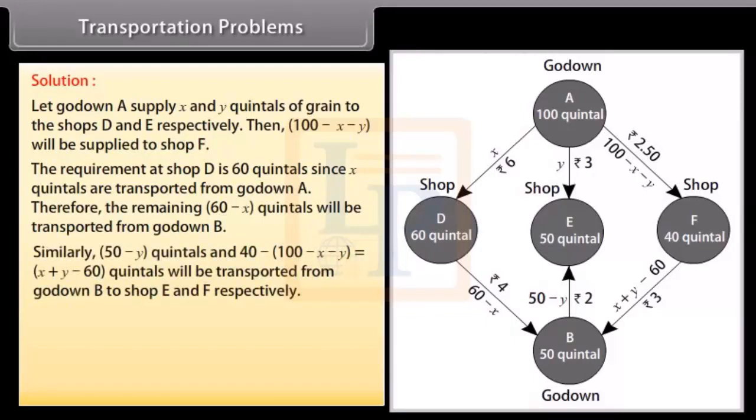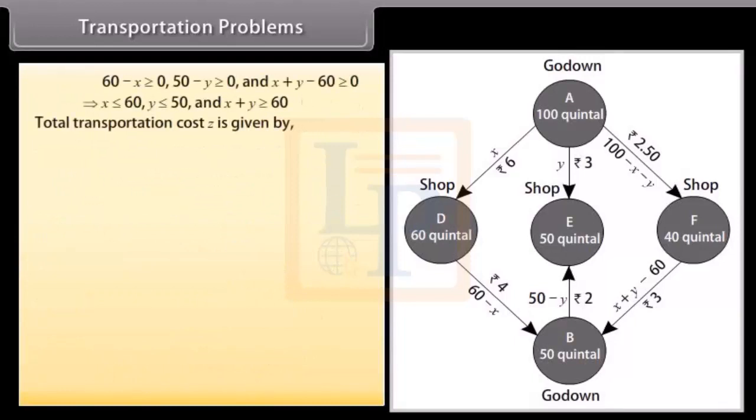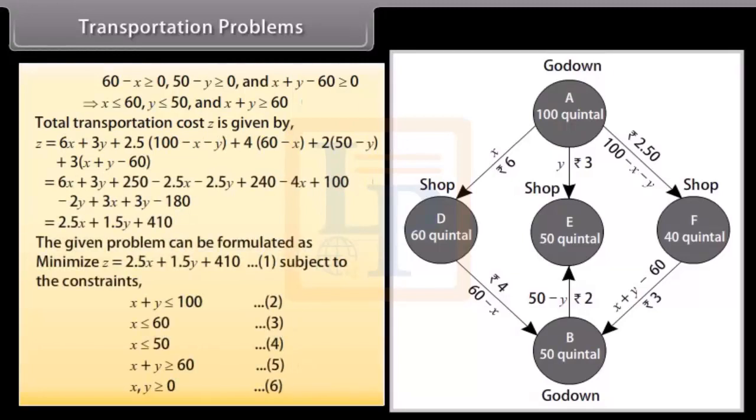Similarly, 50 minus y and 40 minus (100 minus x minus y) equals x plus y minus 60 quintals will be transported from godown B to shops E and F respectively. The given problem can be represented diagrammatically. Total transportation cost Z is given by... The given problem can be formulated as: minimize Z equals 2.5x plus 1.5y plus 410.